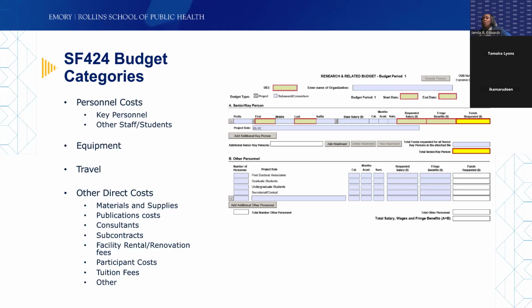The next category that is addressed typically is equipment, then travel, and then we get into all of the other direct costs that are associated with budgets, and some of them are listed here.